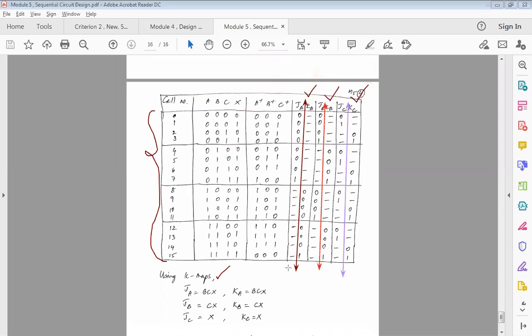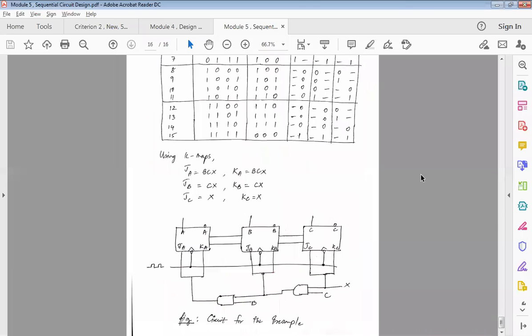So all this: 1, 2, 3, 4, 5, 6. So 6 K maps will be drawn. Once you have those 6 K maps, you will be getting all of these equations, right? Once you have those equations, I think it's very simple for you to get the circuit. Here, as you can see, you have BCX, CX, X, BCX, CX, X, CX, X.